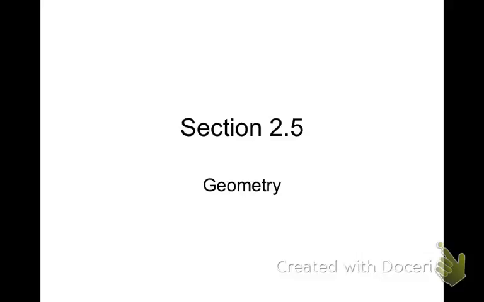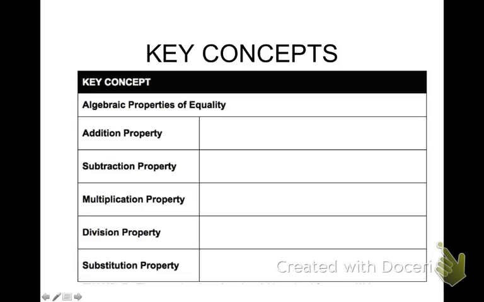For our properties, we're going to be talking about algebraic properties of equality. If you were to solve this equation, what would you do? You would add 5 to both sides, right? Now, when you remember back in algebra, why do I need to add 5 to both sides?